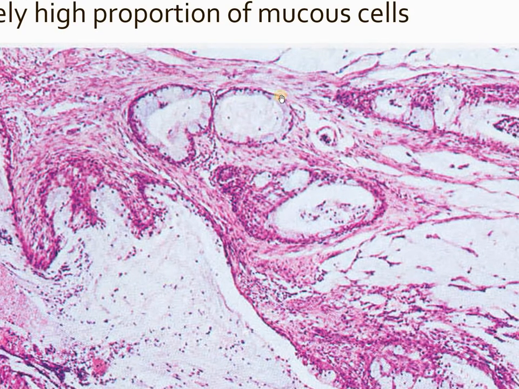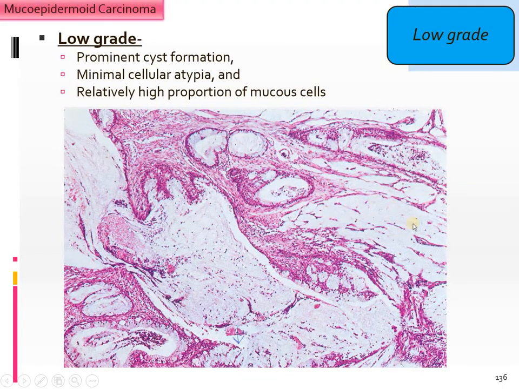And then here also you can see three cystic spaces. Of course, there are some intermediate and epidermoid cells, but when you look at the whole field, you can see that there are large cystic spaces. And when you zoom into a higher power, you may not find much mitotic activity, pleomorphism, increased nuclear cytoplasmic ratio, etc. The high proportion of mucous cells, low level of atypia, and prominent cyst formation will classify such a tumor as a low-grade mucoepidermoid carcinoma.